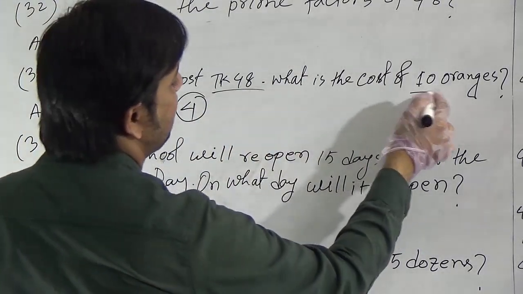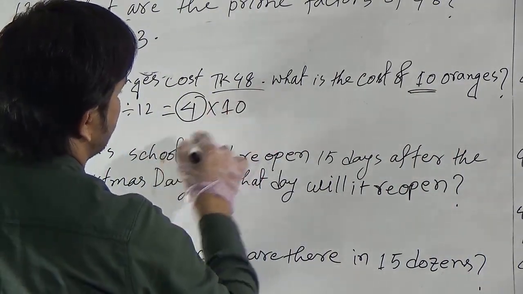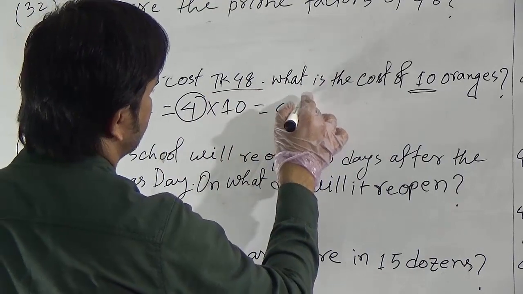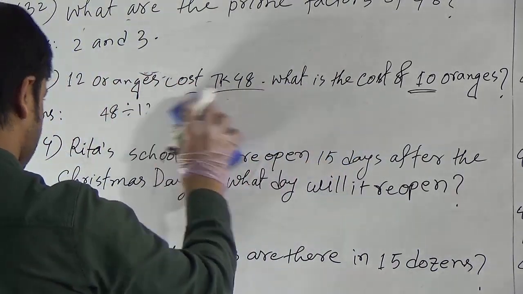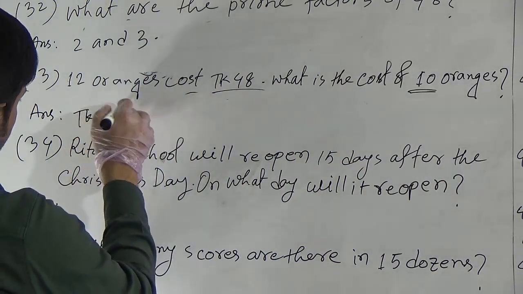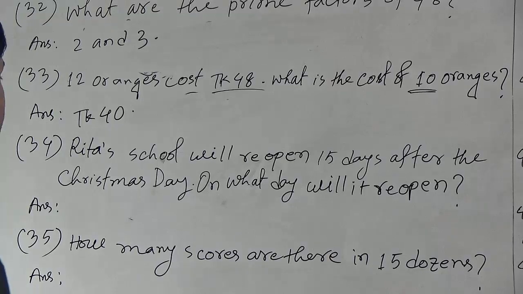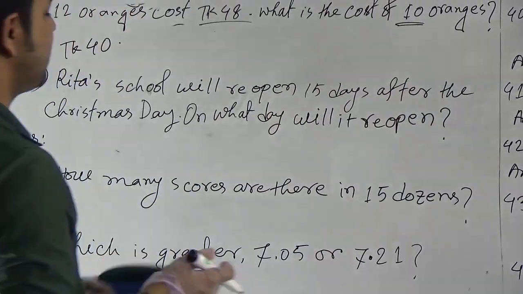So we need the cost of 10 oranges. We have to multiply 4 by 10. If we multiply, we will get 40. So our required answer, the cost of 10 oranges, is 40 taka.